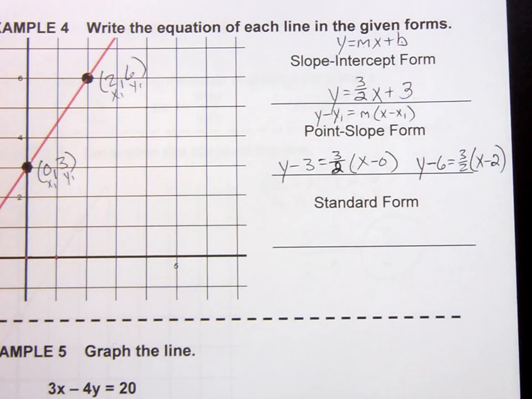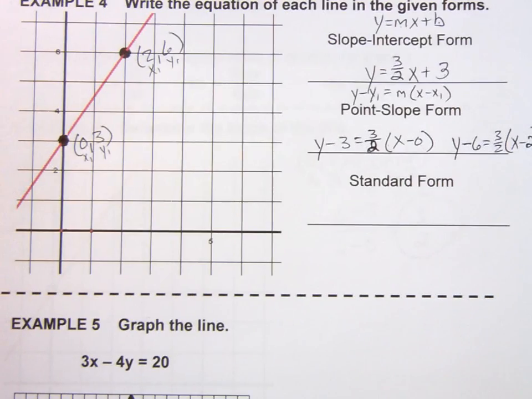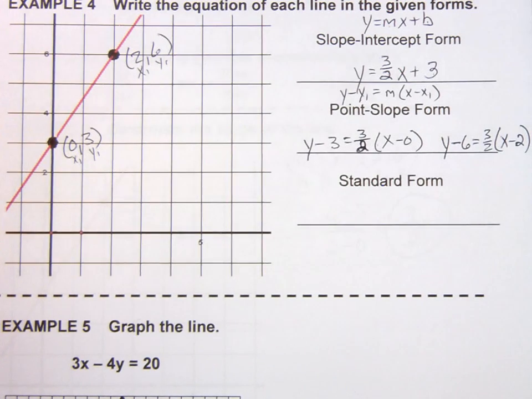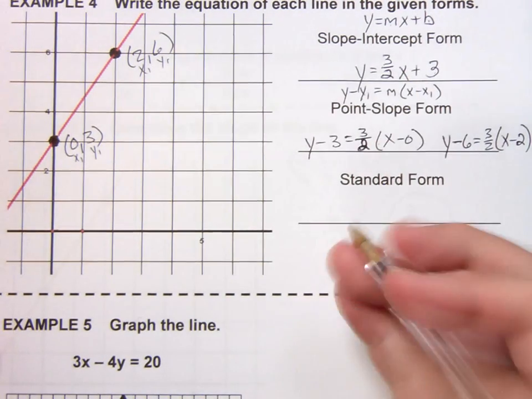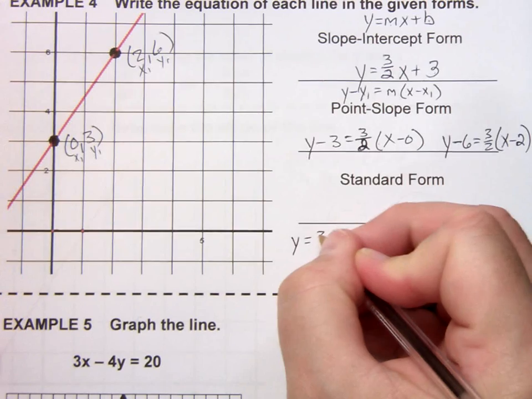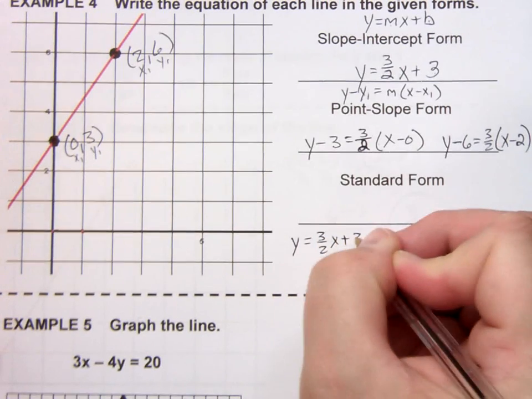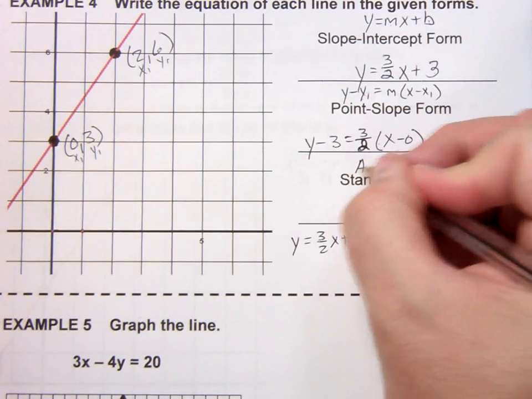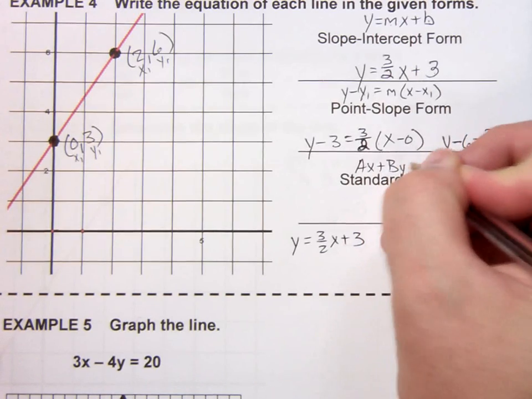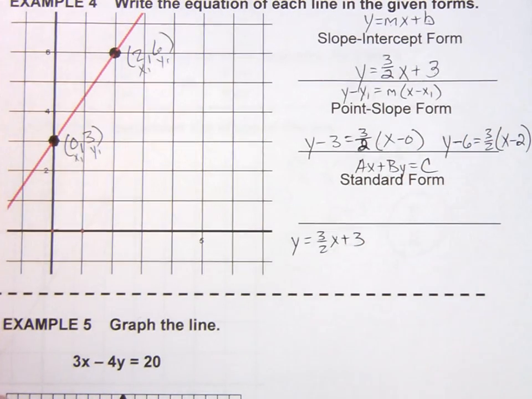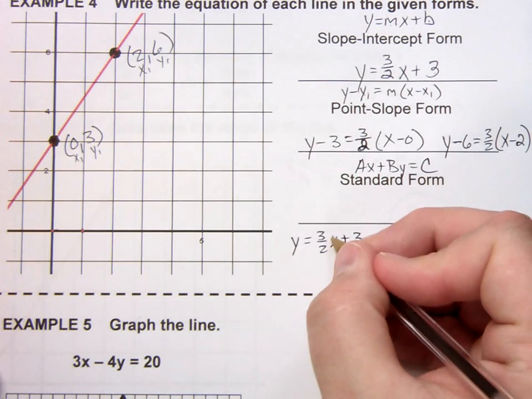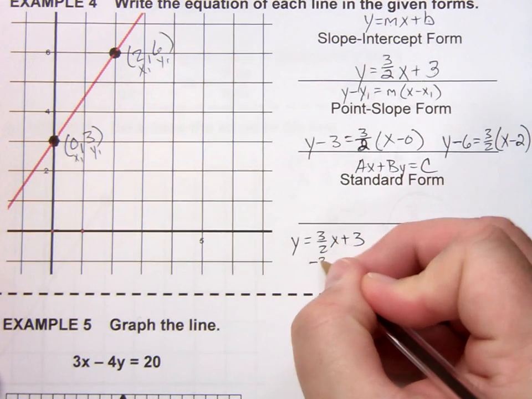All right, and then standard form. Standard form, you're usually not going to get that straight from the graph. So you would either need to start in point-slope form or slope-intercept form, and then do a little algebra to get it into standard form. Again, slope-intercept form is the closest one to standard form. So I'm going to start with that since we already have it. Remember, standard form is ax plus by equals c. That's what we want it to look like. So the one thing that we need to move from one side to the other is the x. You have a positive 3 over 2x, so I'm going to subtract 3 over 2x.